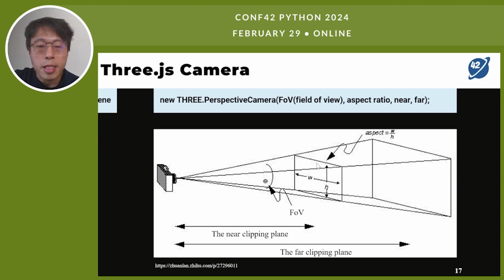And how we decide each plane's size is by the aspect ratio here. We decide the aspect ratio by its width and height, which decides the size of the clip plane. So the near clip plane and the far clip plane have the same ratio. And only objects between the two clip planes can be seen on our screen later.